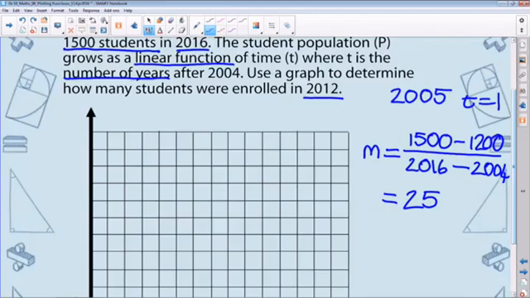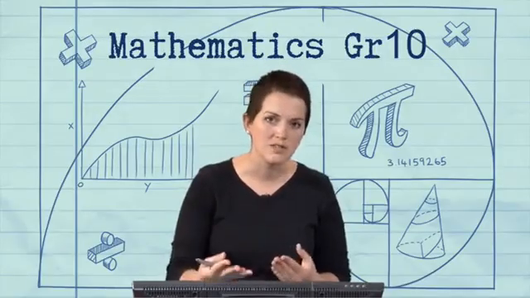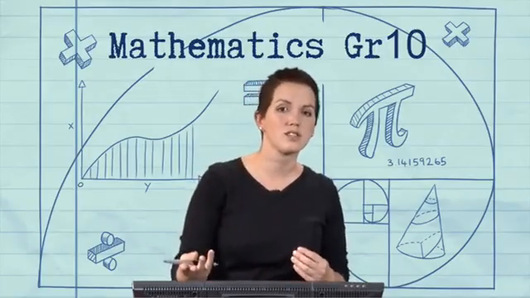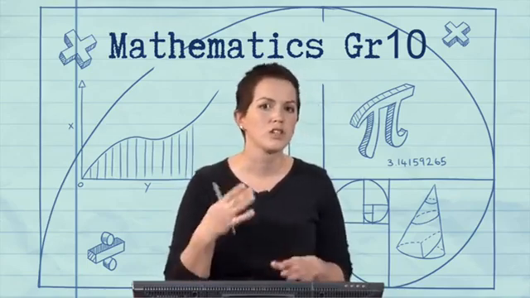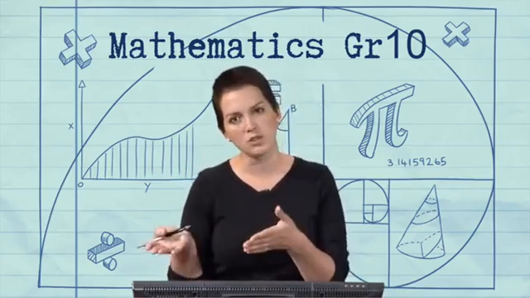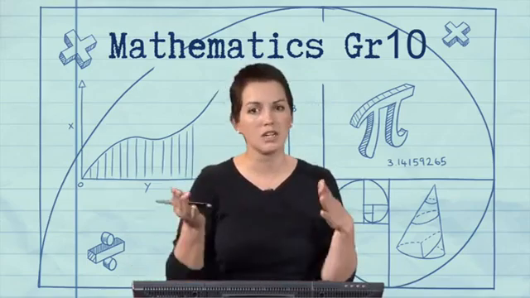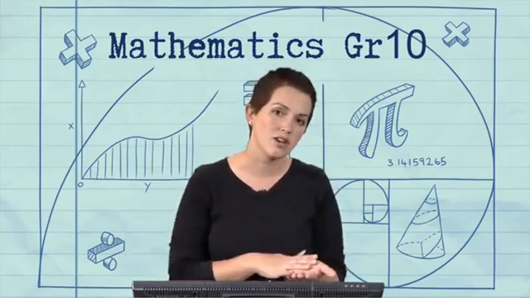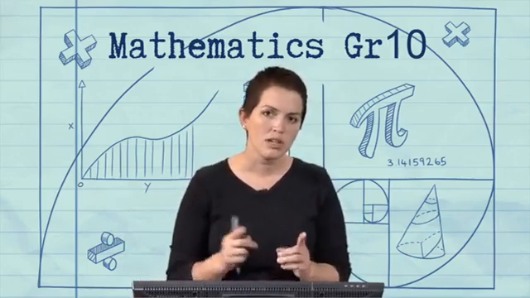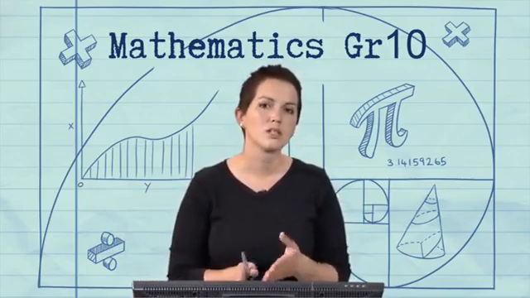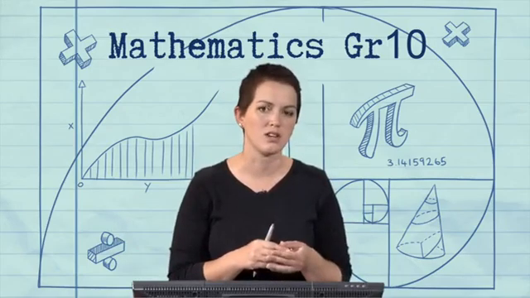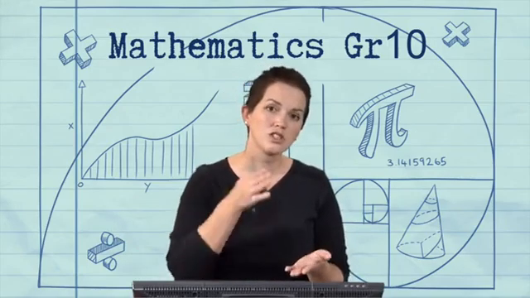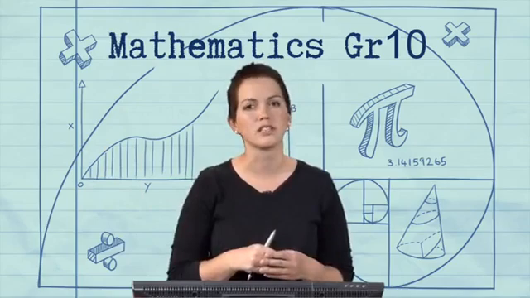So that means every year, 25 extra students were enrolled. So in 2005, 25 students were added. In 2006, another 25. 2007, another 25. Now at this point, we could put that information into a table, and we could plot the graph using the table. But I'm going to use the intercept gradient method to plot this graph. In other words, I'm going to show on the graph the increase.